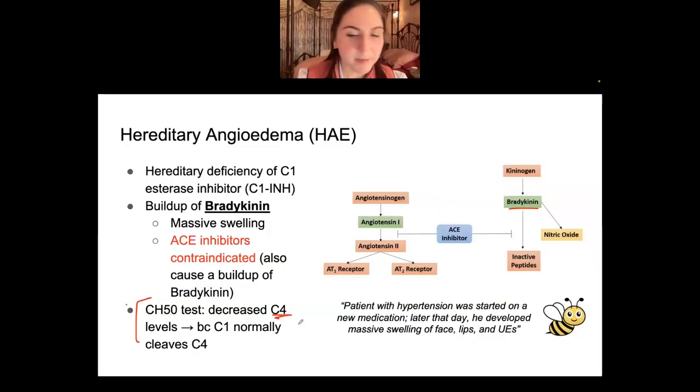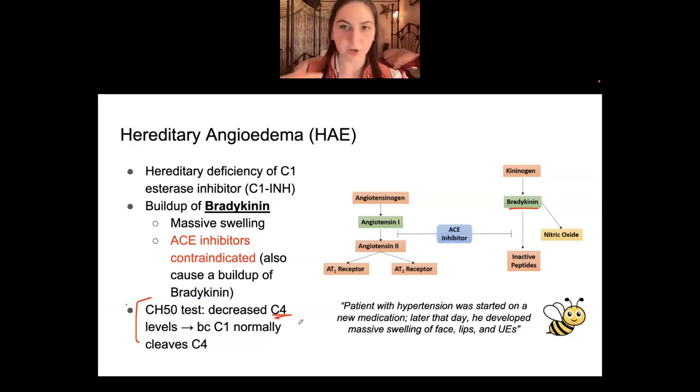So here is your buzzword for hereditary angioedema. They will never tell you patients on an ACE inhibitor, ever. If they do, you're super lucky because they shouldn't tell you this. But what they'll say is they'll give you a whole vignette about someone having really bad hypertension. And then they'll say the doctor just switched him over to a new medication, which you're like, it's an ACE inhibitor. And then later that day, he developed swelling of the face, swelling of the lips.